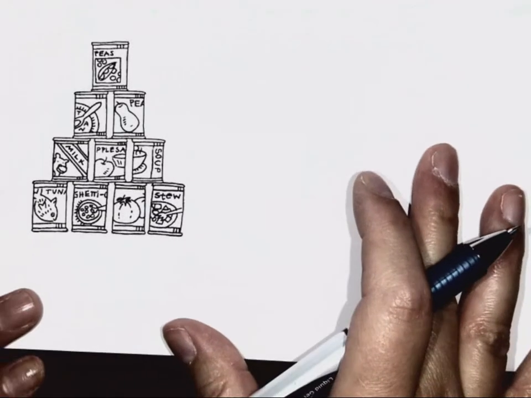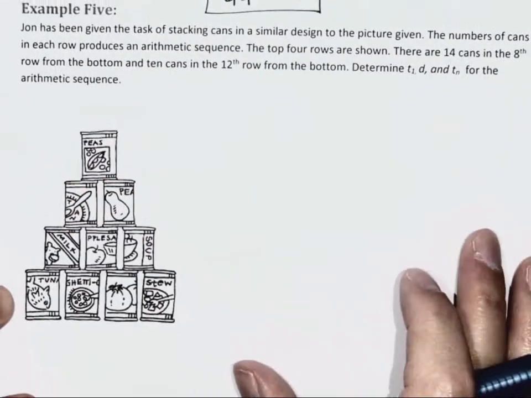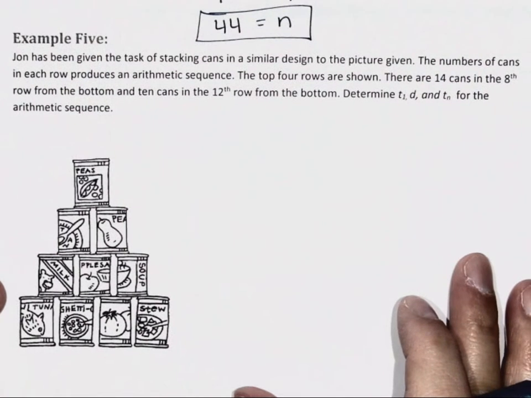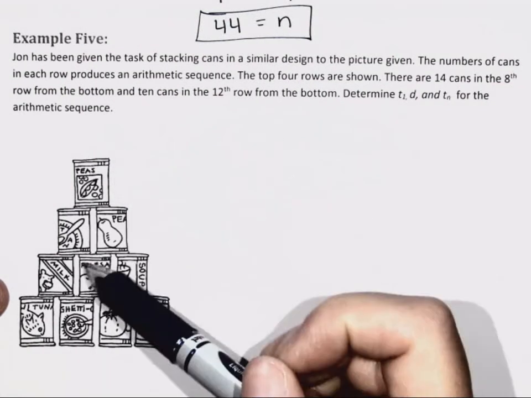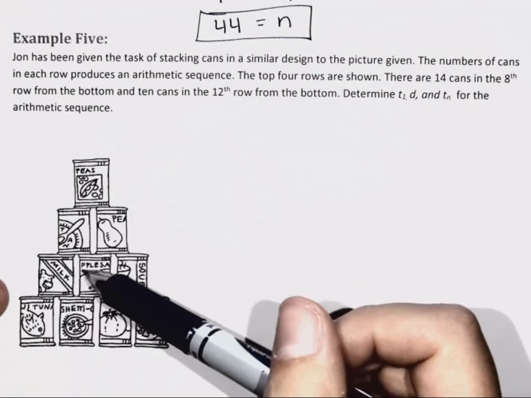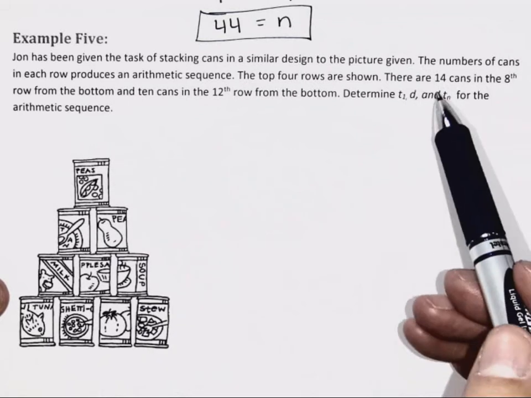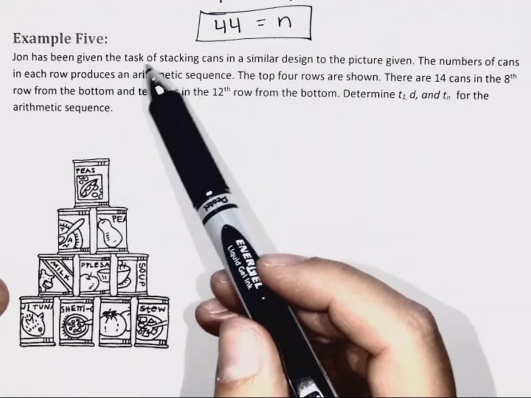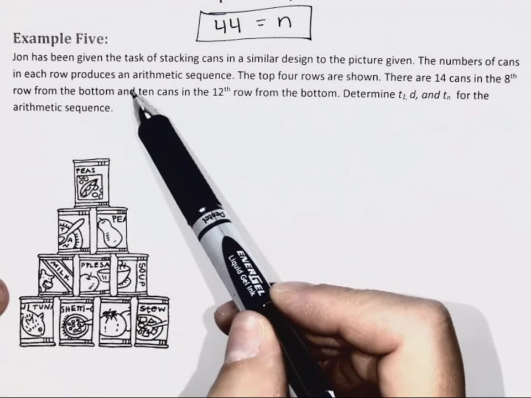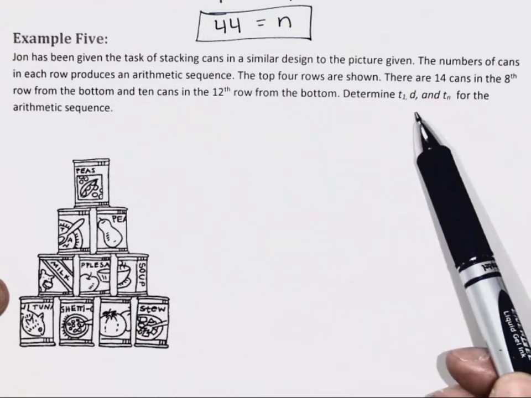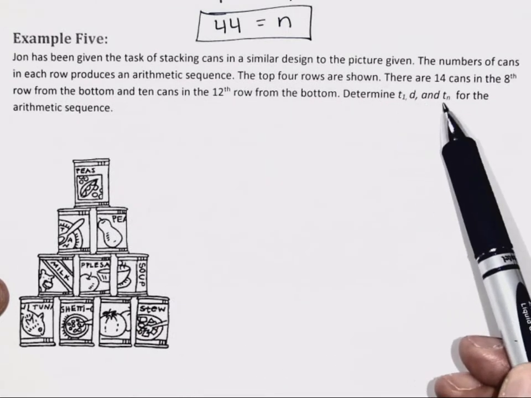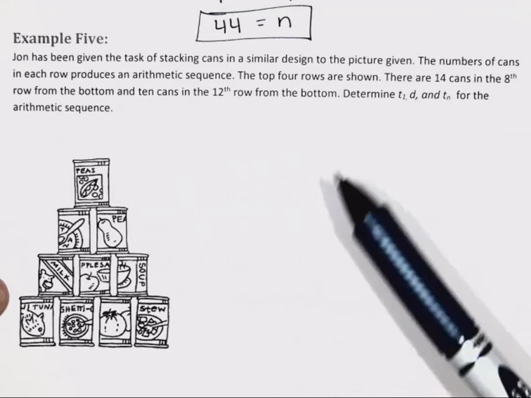Okay, the last one. Ooh, my pretty picture. John has been given the task of stacking cans in a similar design to the picture given. The number of cans in each row produces an arithmetic sequence. The first top 4 rows are as shown. There are 14 cans in the 8th row from the bottom, and 10 cans in the 12th row from the bottom. Determine T1, d, and Tn for the arithmetic sequence.